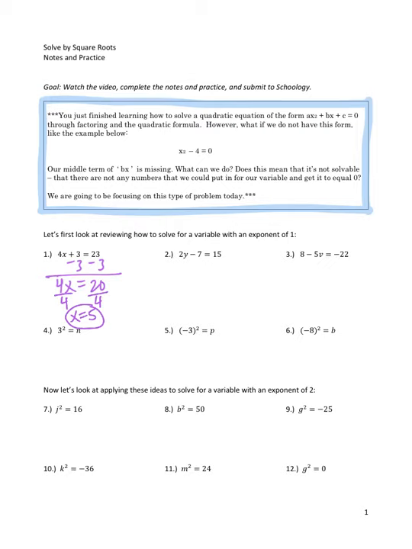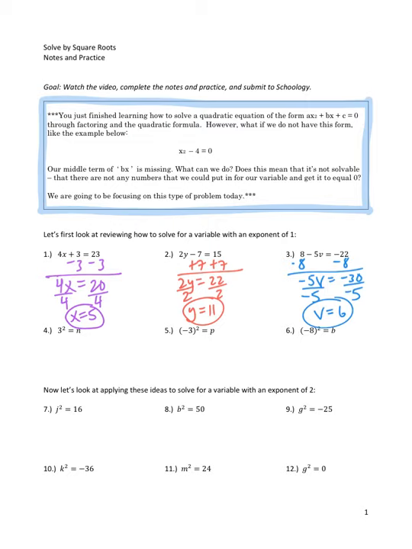Is it starting to come back? Okay, go ahead and pause the video right here and do numbers 2 and 3 and check your answers with me. Did you get the same answers that I did? Number 2 is similar to number 1, so you should have gotten y equals 11. Now with number 3, be careful. Remember, we have to subtract 8. It's a positive 8, so we have to subtract 8. And then don't forget that's a negative 5, not just 5 in front of the v. So you should get v equals 6.